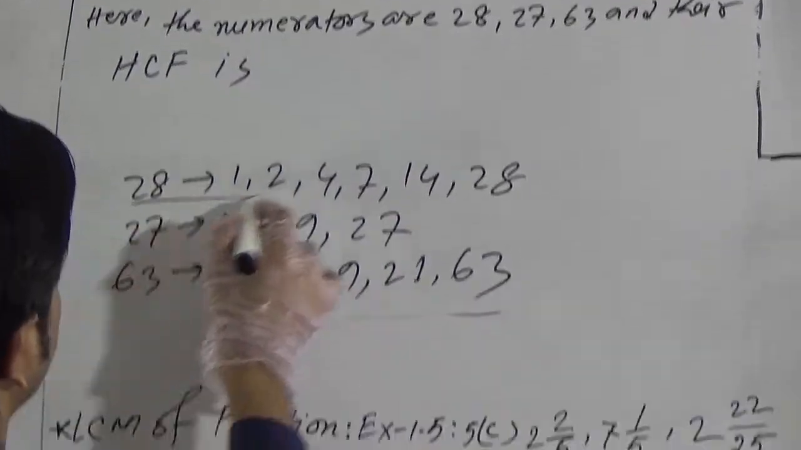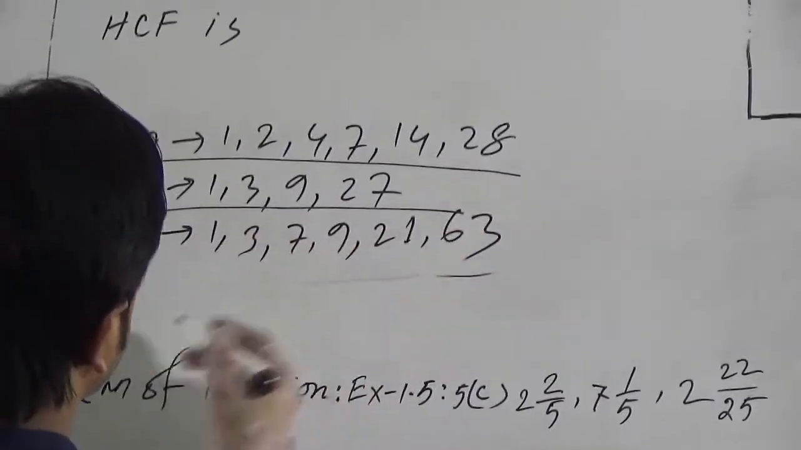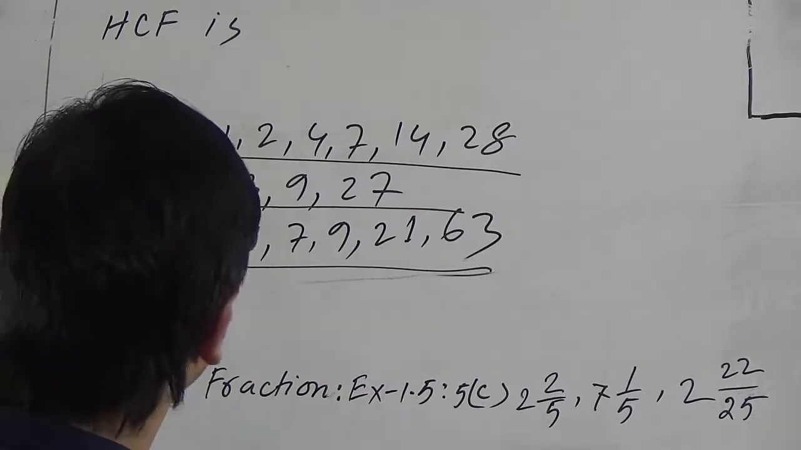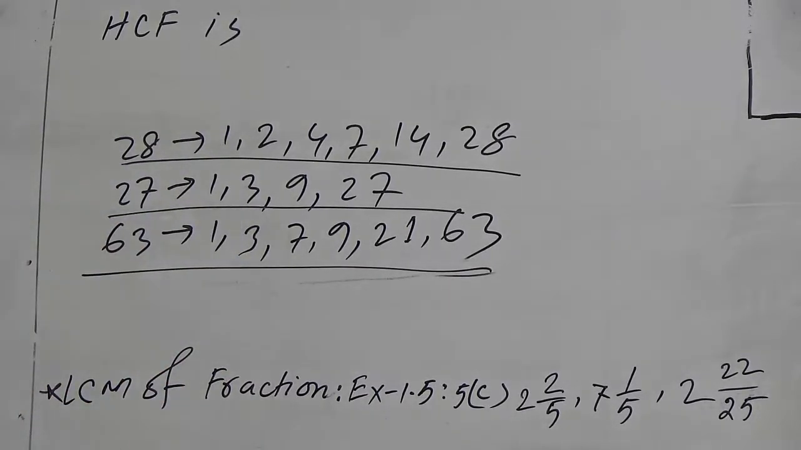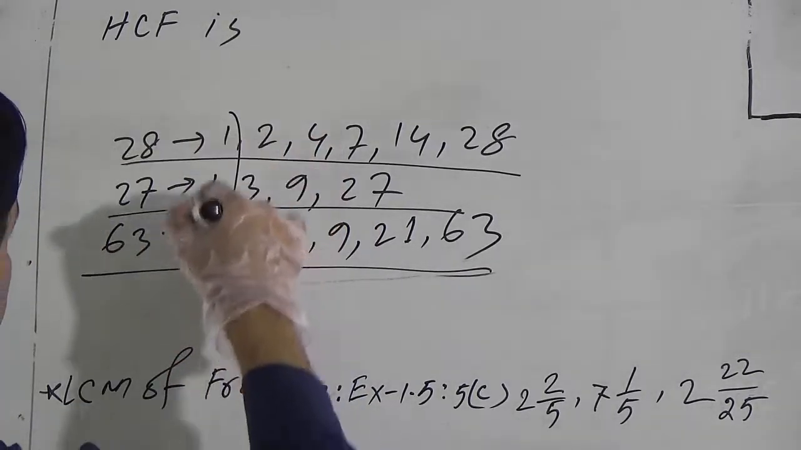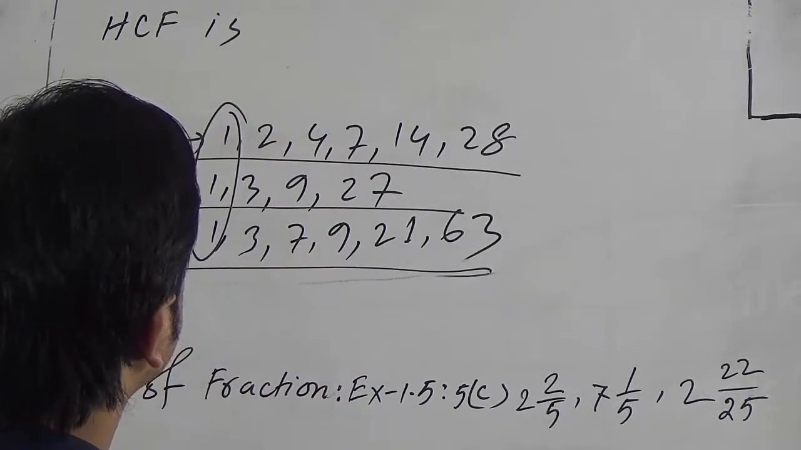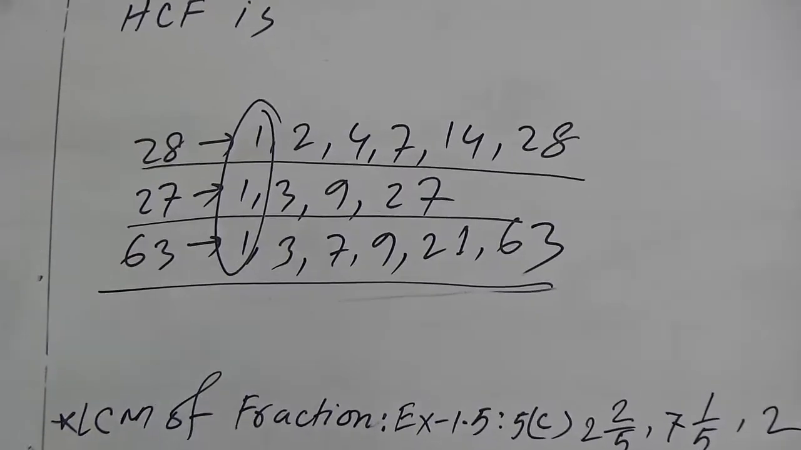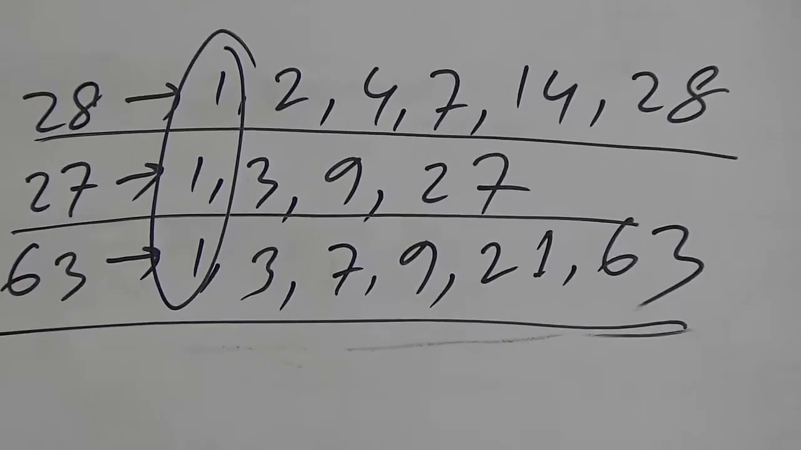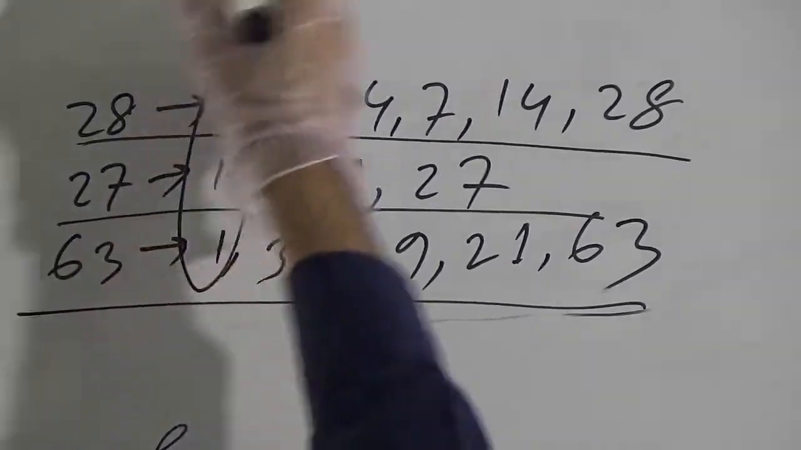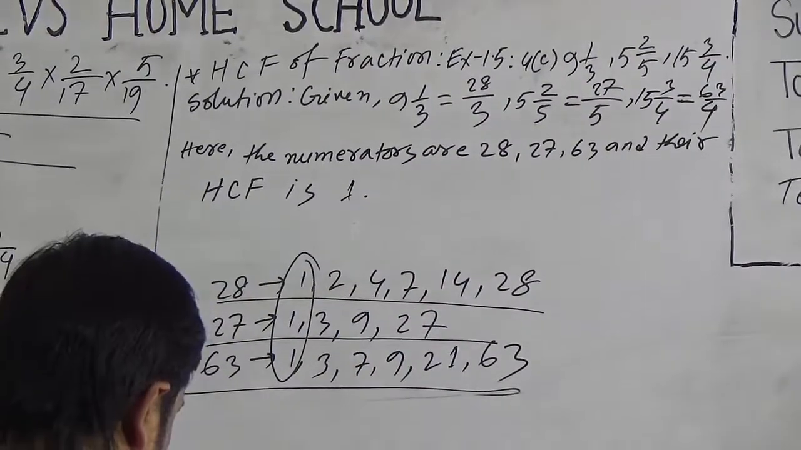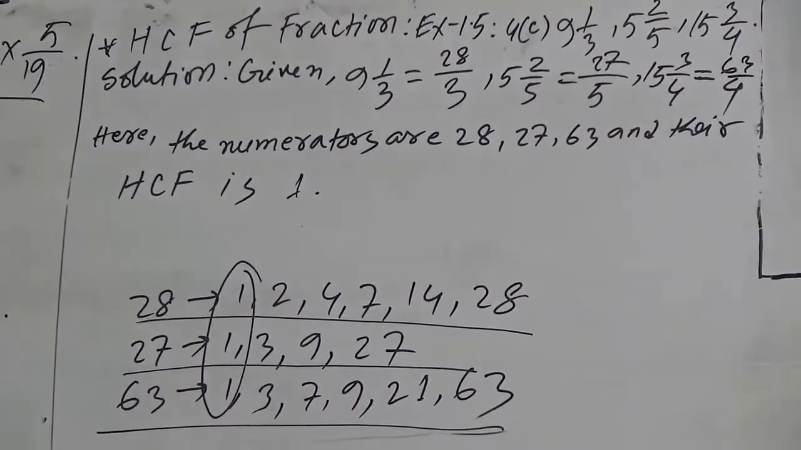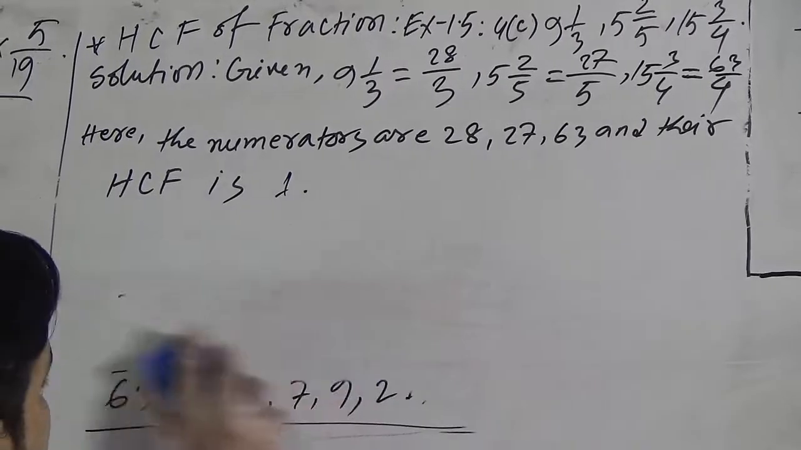Here factors of 28 are these, factors of 27 are these, factors of 63 are these. Now if we observe here, the only common factor is 1. So we can say the highest common factor, it means HCF of the numerators is 1. Now I have to do the LCM of the denominators.